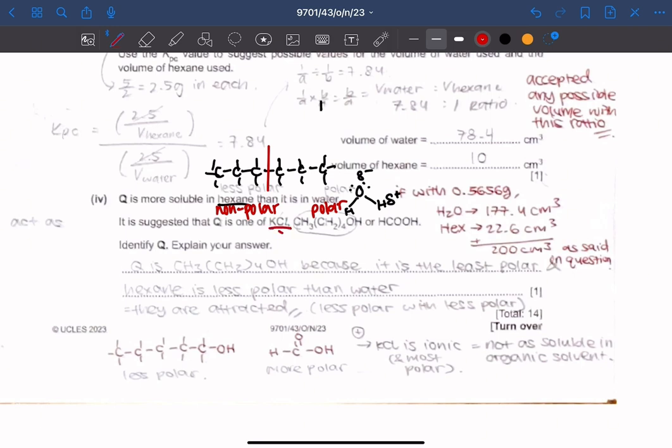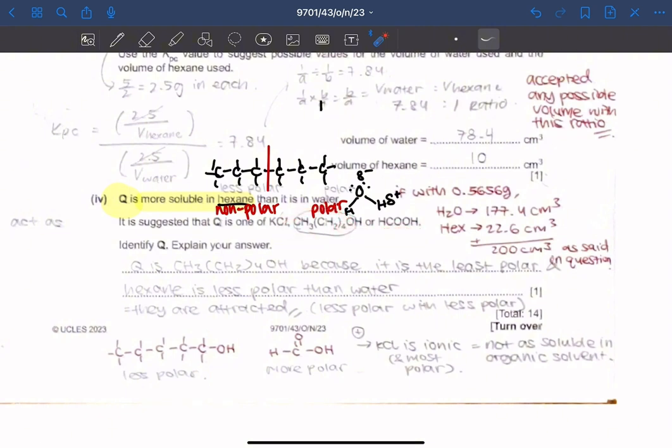So KCl should actually be the first thing that you cross out from the list, because KCl is ionic and therefore it is the most polar. And we know that Q is a non-polar compound, because in order for it to be more soluble in hexane, which is non-polar, Q has to be non-polar, because non-polar is attracted to non-polar and polar is attracted to polar. So after we omit KCl from the options, we have either CH3CH2 4OH or HCOOH. We should now identify which is more polar of the two.